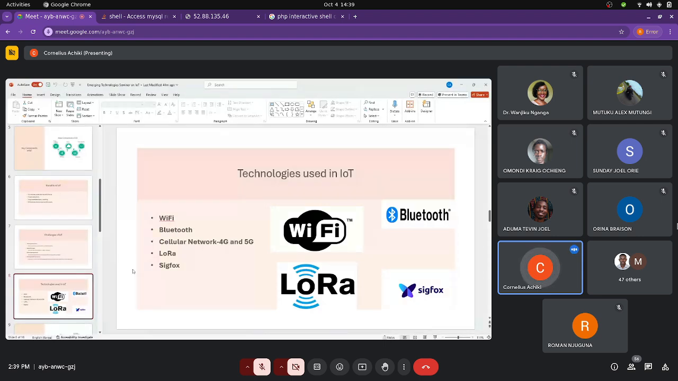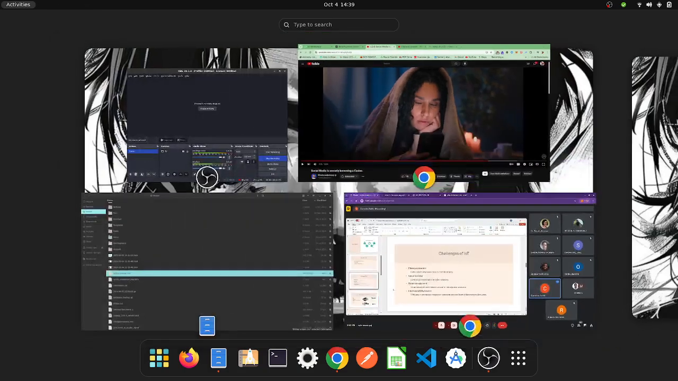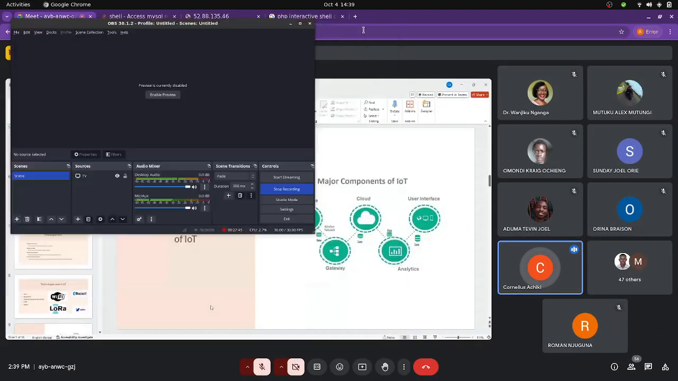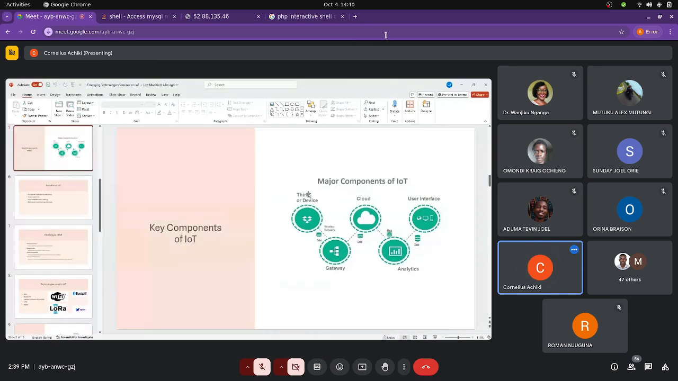So there are these technologies. I'll go back two slides before I come to this, so that we are on the same page. I'd like us to look at the thing and the gateway. This is where I'm going to be talking about the technologies right now, between the thing, the gateway, and also the cloud.